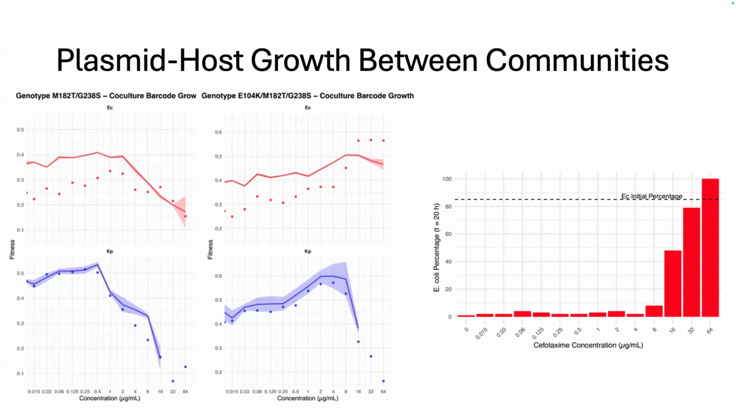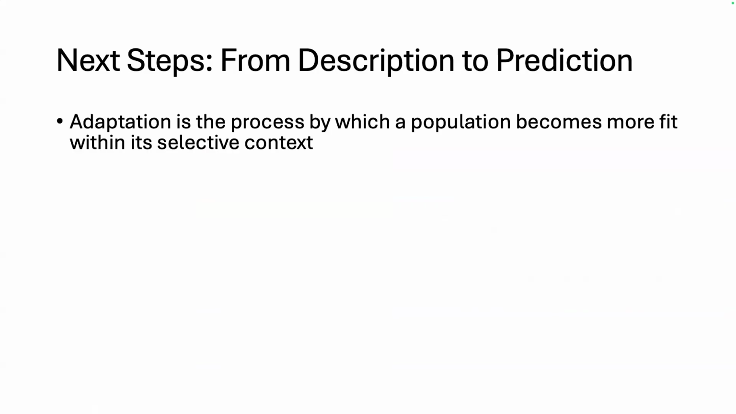But yeah, that was kind of a lot to wrap things up, though. I want to talk about where I'm kind of planning to go from here. I'm still figuring out my next steps, but if I continue with this project, I'm interested in moving from kind of these descriptions of evolutionary dynamics to prediction. And specifically, I want to talk about adaptation. So I've mentioned this a little bit, but I haven't fully defined it. I call adaptation the process by which a population becomes more fit within its selective context.